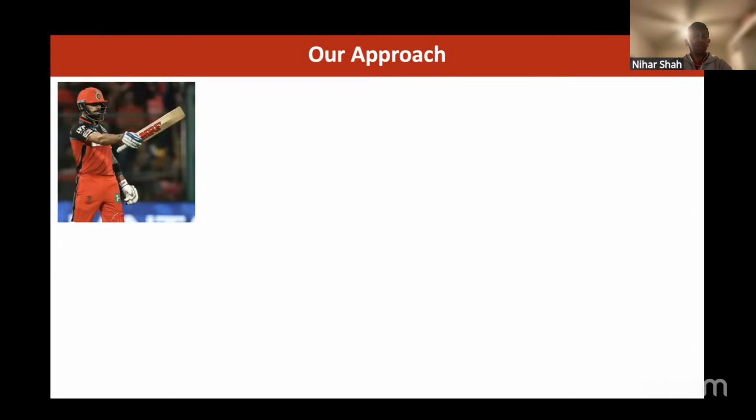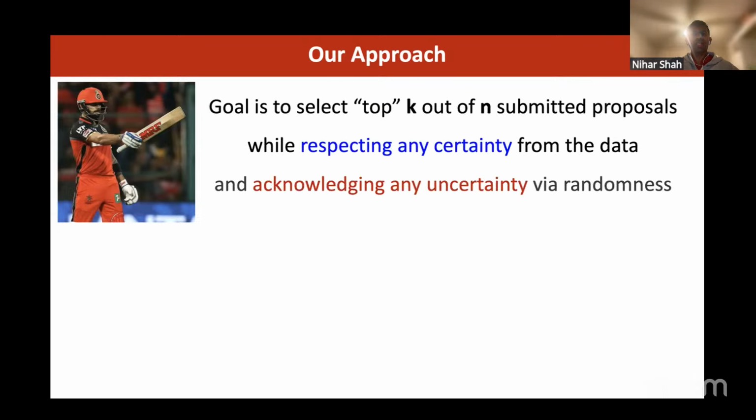All right, so what's our approach? As I said, we're trying to take a first principles approach. At a high level, our goal is that there are n submitted proposals, and we want to select the top k out of the n. And we want to make sure that we respect any certainty from the data. That is, if the data says that proposal A is better than proposal B, then we want to respect that. Whereas wherever there is any uncertainty, we want to acknowledge it via randomness. And we formalize this in terms of 2 principles that I'll describe next.